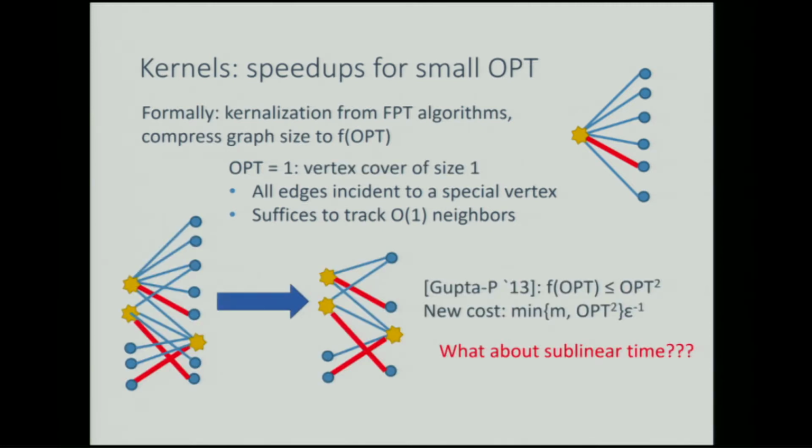You can actually take this idea a little further. You can show that if your optimum size is opt, you can reduce your graph size to one that's roughly opt squared. This is through kernelization. But this does not address the case where opt is large. So once again, the issue is that where opt is large, I still need to look at the entirety of my graph in order to get a reasonably good approximation to the size of the maximum matching.